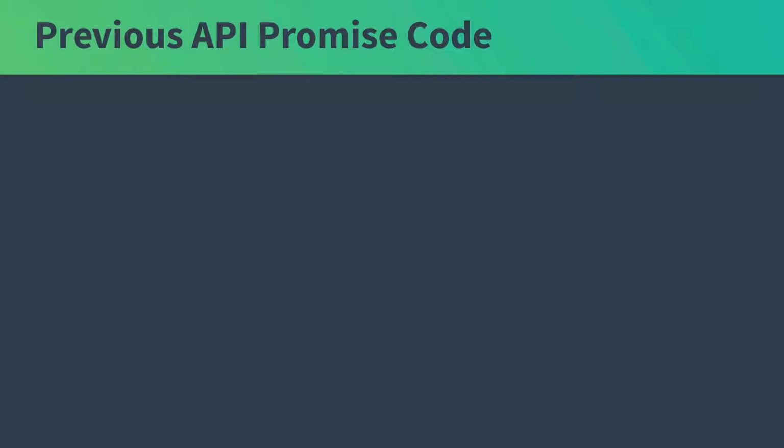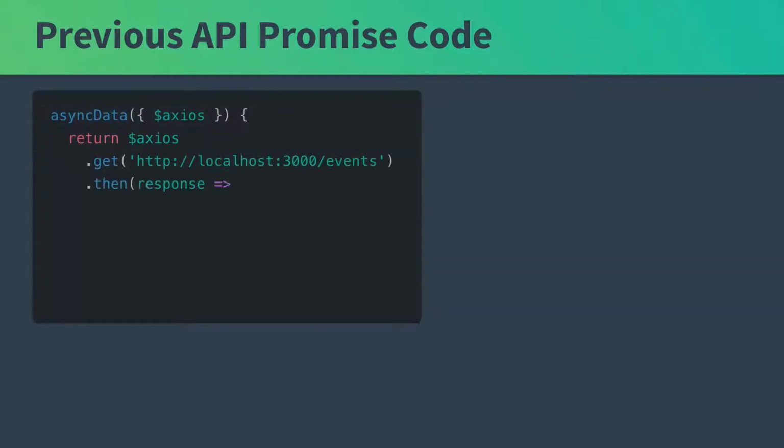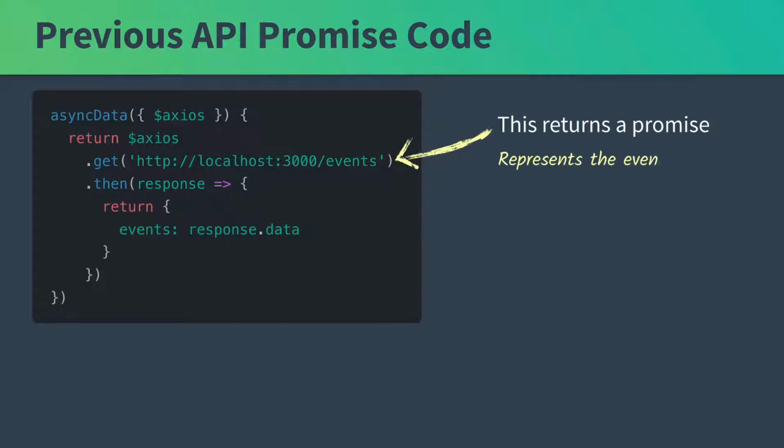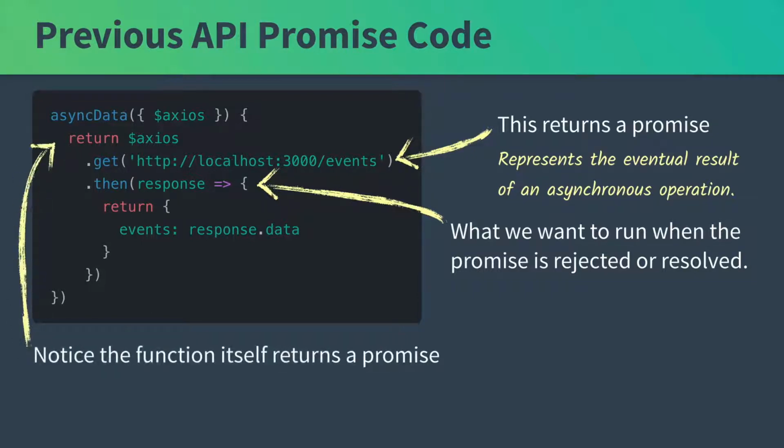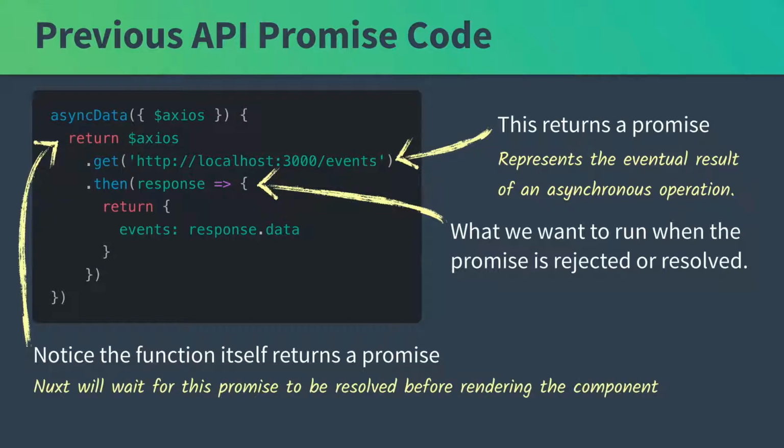Let's jump into it. Previously, our API promise code looked something like this. The Axios GET request returns a promise, which represents the eventual result of an asynchronous operation, like when we call out to an API. We use the keyword then to specify what we want to run when the promise is rejected or resolved. You might also notice that the function itself returns a promise. This is because Nuxt will wait for this promise to be resolved before going on to render the component.